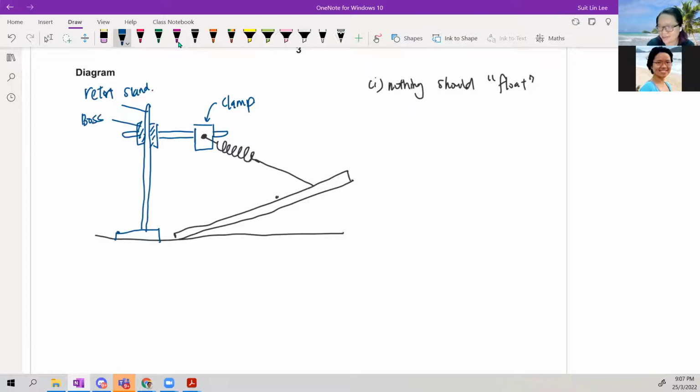Boss. So it must connect to a clamp. The clamp also cannot float, so it has to be on the stand. This wooden strip has to be labeled. All the main characters we label: spring, wooden strip, and also all the relevant angles. So you have theta here, you have beta here. What else do you have? I think that's it. You probably need to label L.